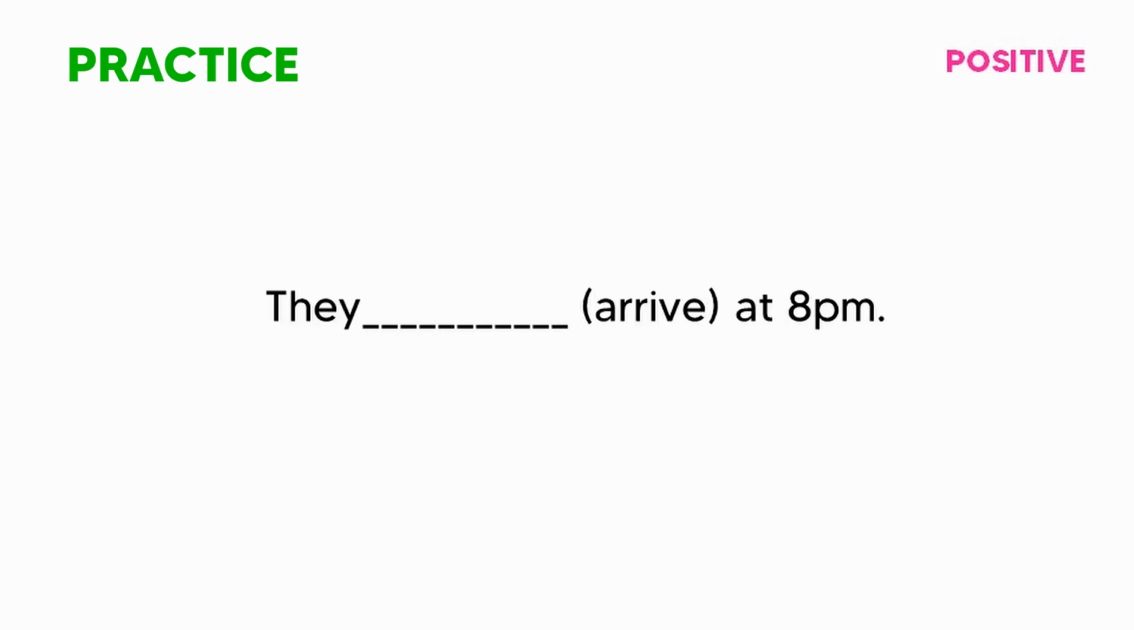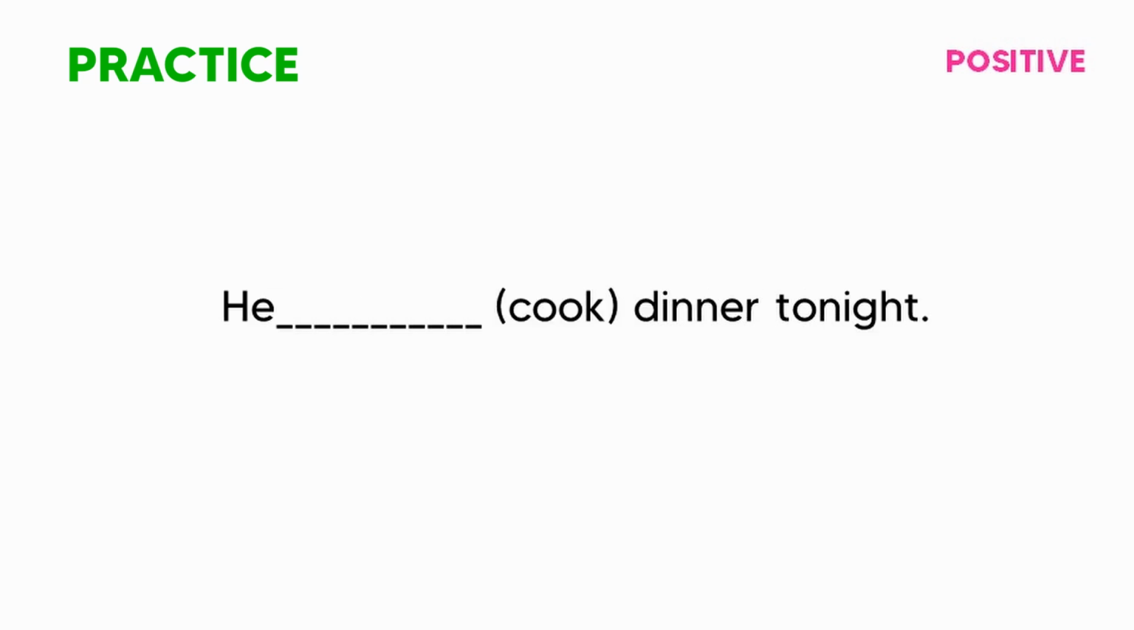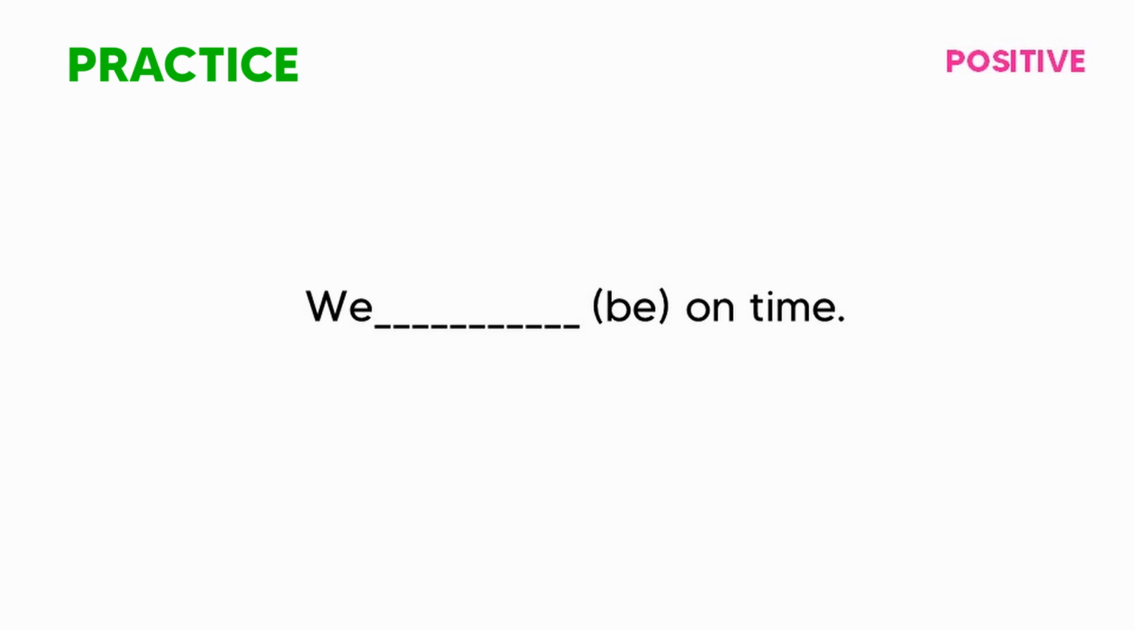Number 2, they, blank, arrive at 8 p.m. Number 3, he, blank, cook dinner tonight. Have you got the answer? Excellent. Number 4, we, blank, be on time.